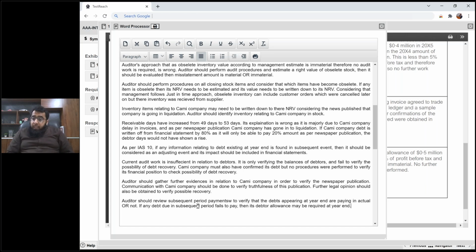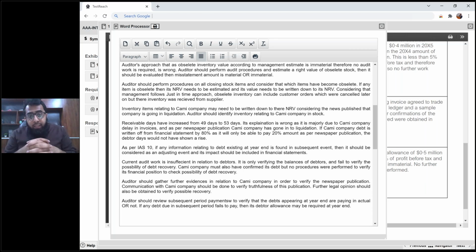Yes, we have to perform the procedures to check the recoverability of the debts. We don't only confirm the balances, we also confirm the recoverability possibilities. If a company is listed, we can look at its financial position. But if a company is not listed, we can look at the market reputation and the subsequent period payments. We can do multiple procedures to verify whether that company will be able to pay or not.